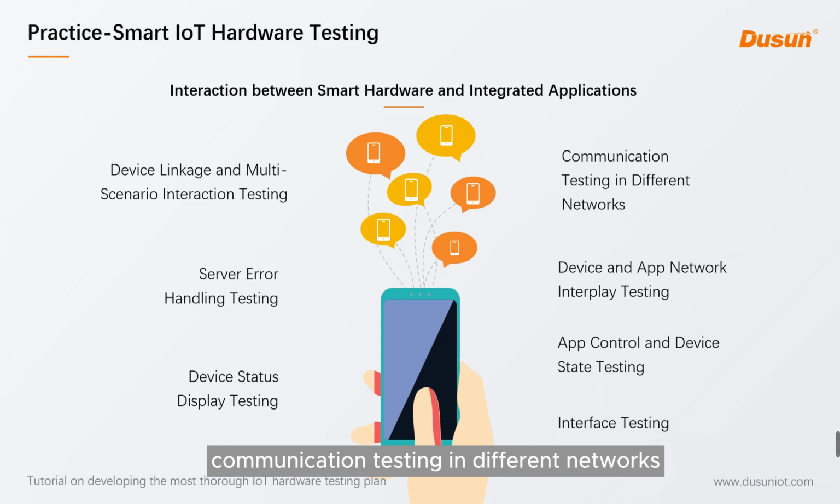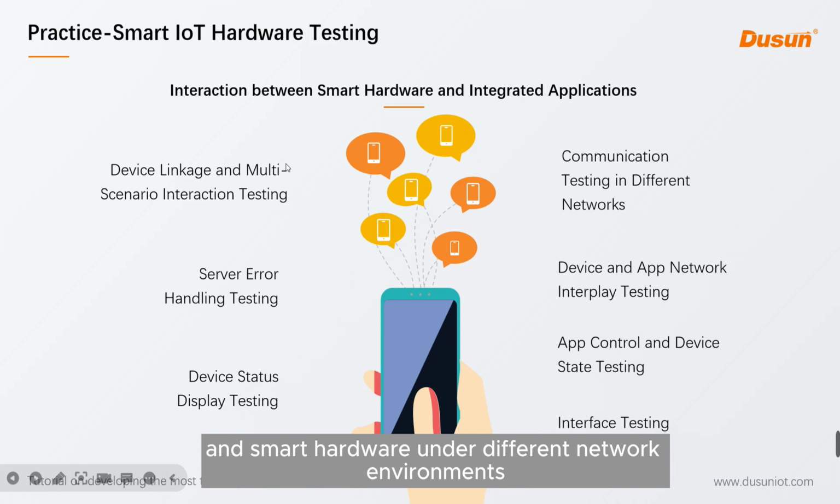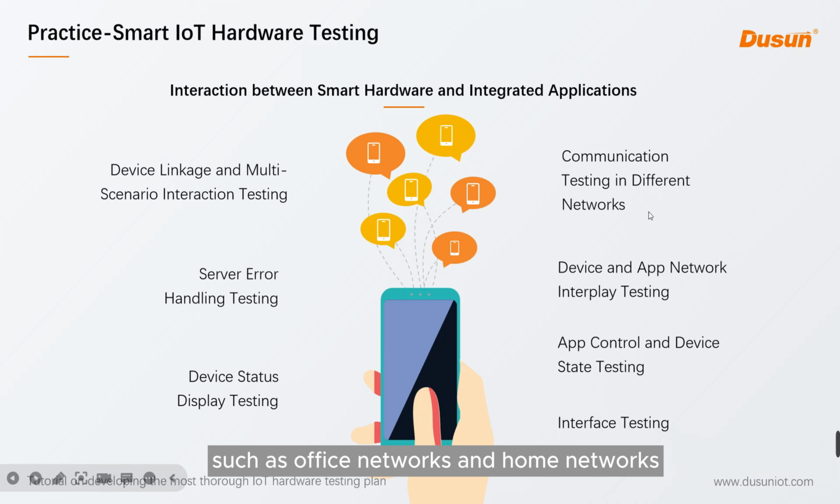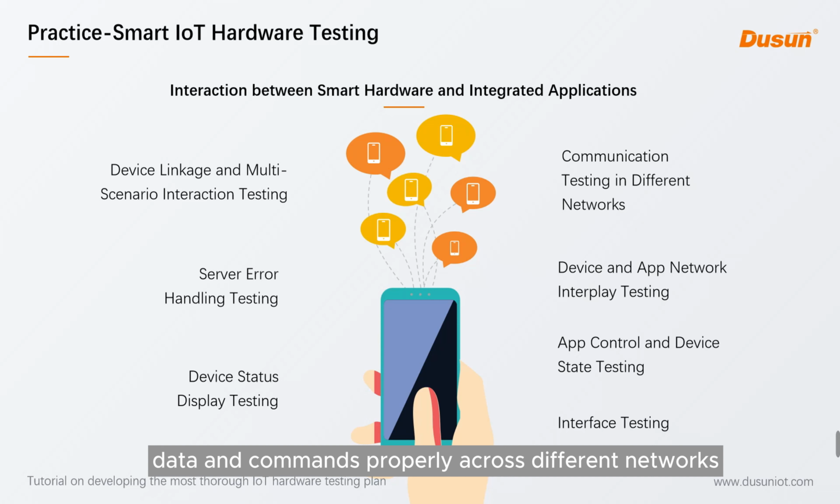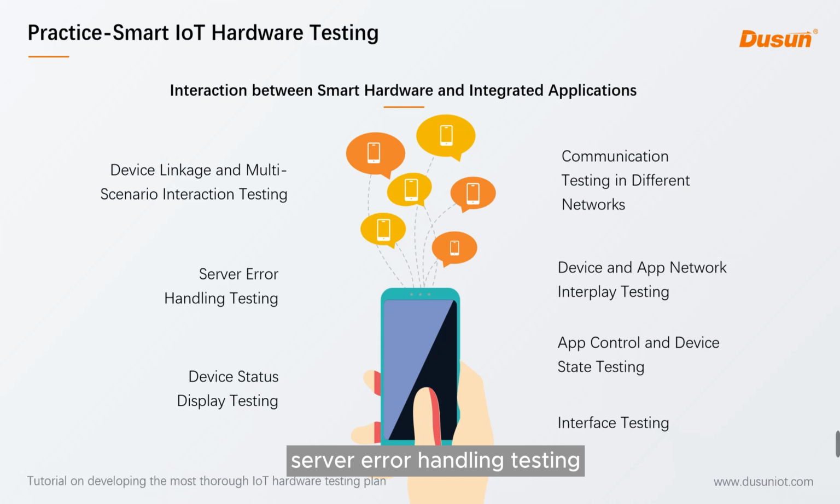Communication testing in different networks. Test the communication between the app and smart hardware under different network environments, such as office networks and home networks. Verify that the devices and app can establish a stable and reliable connection and can transmit data and commands properly across different networks.